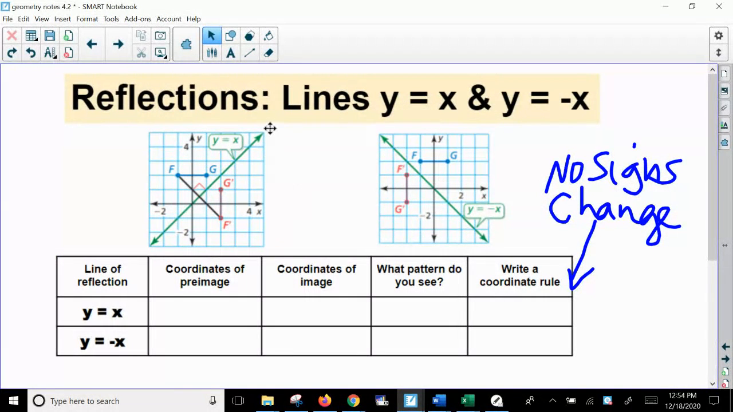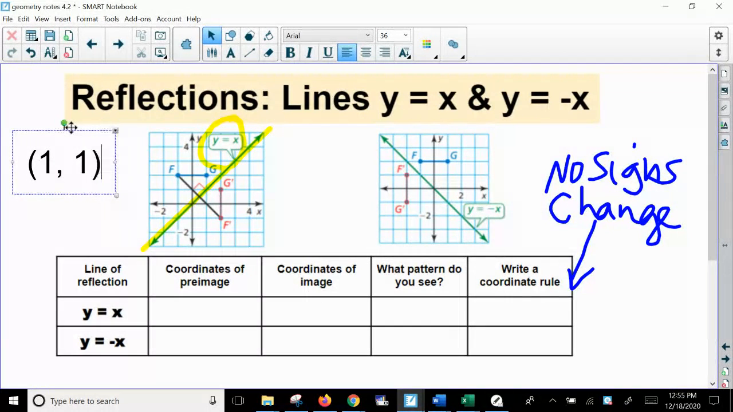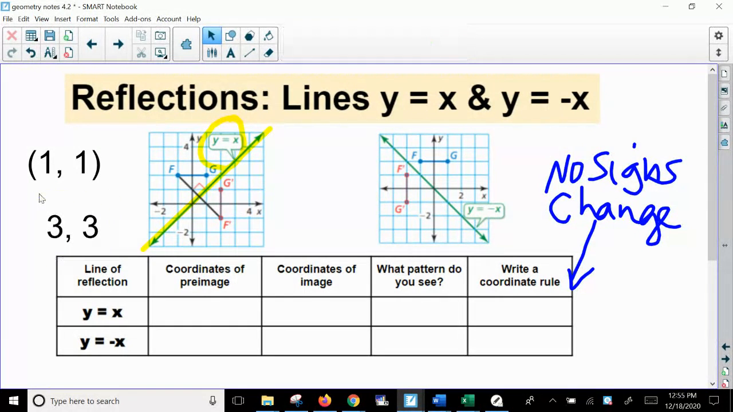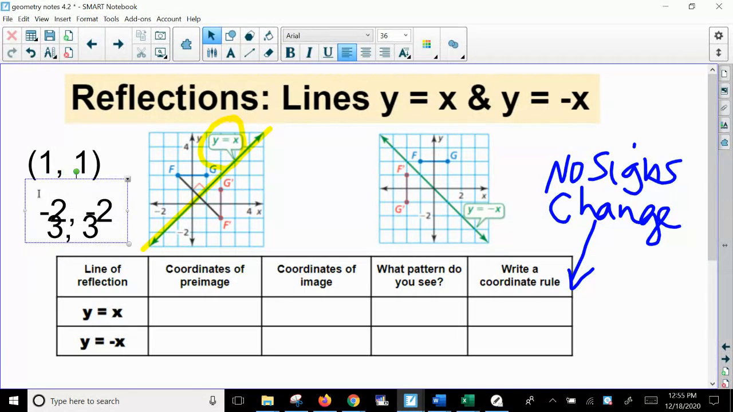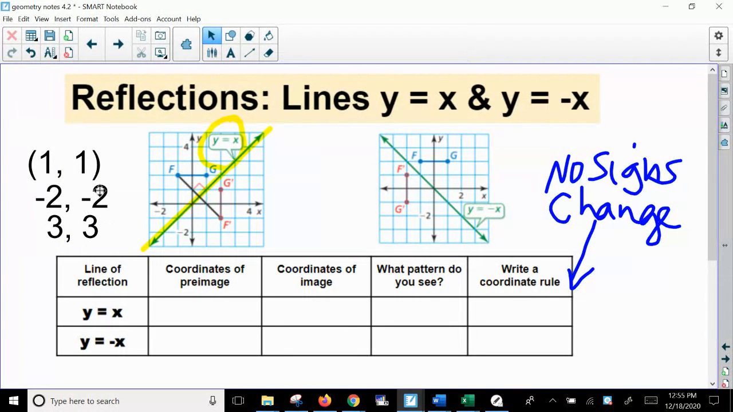So here we're reflecting over slanted lines, okay? So in this first example, this is the line y equals x. The reason why they call it y equals x is because every point on this line, the x coordinate and the y coordinate are the same. For example, you got point (1, 1) on there. You got point (3, 3) on there. (-2, -2), etc. Okay, so that's the line y equals x. It slants in the positive direction because it has a positive slope.